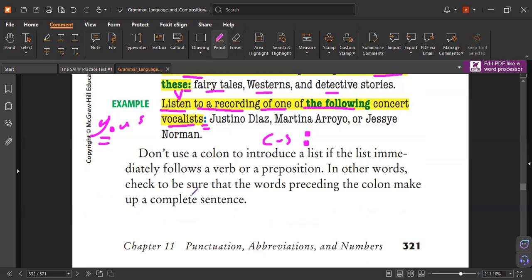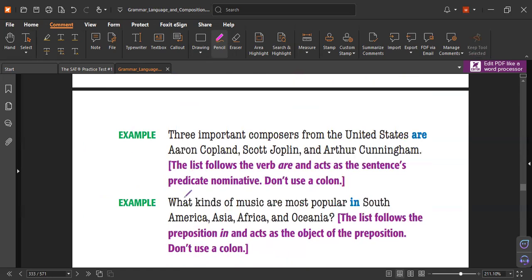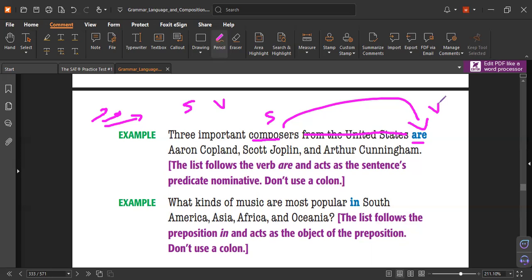We have another mistake like that. Look: the 3 important composers from the United States are. So that's a sentence. Remember the steps: sentence or fragment, delete the phrases, delete the clauses, delete the non-essential information to find the subject and verb. Here, 3 important composers, phrase deleted. So we have a subject, a verb, and the meaning complete. So this part is a sentence.